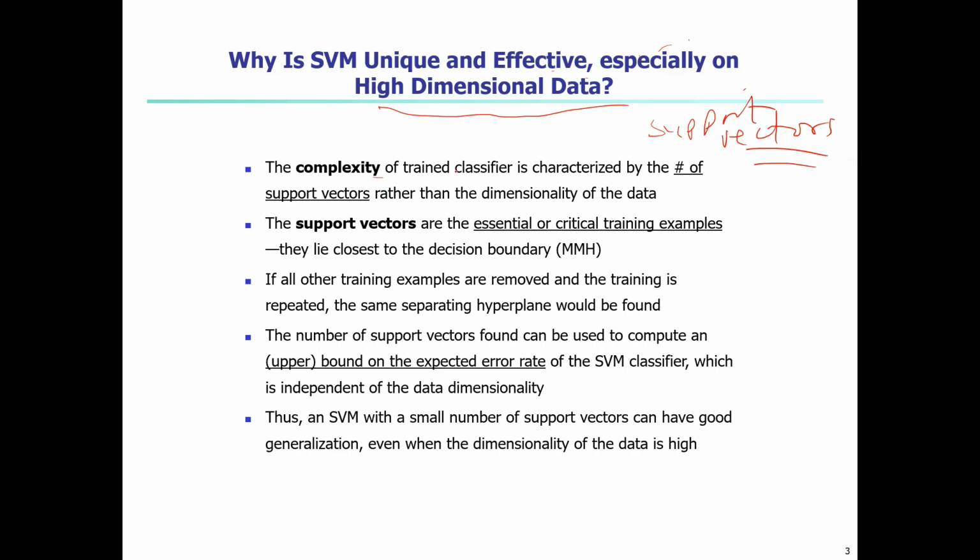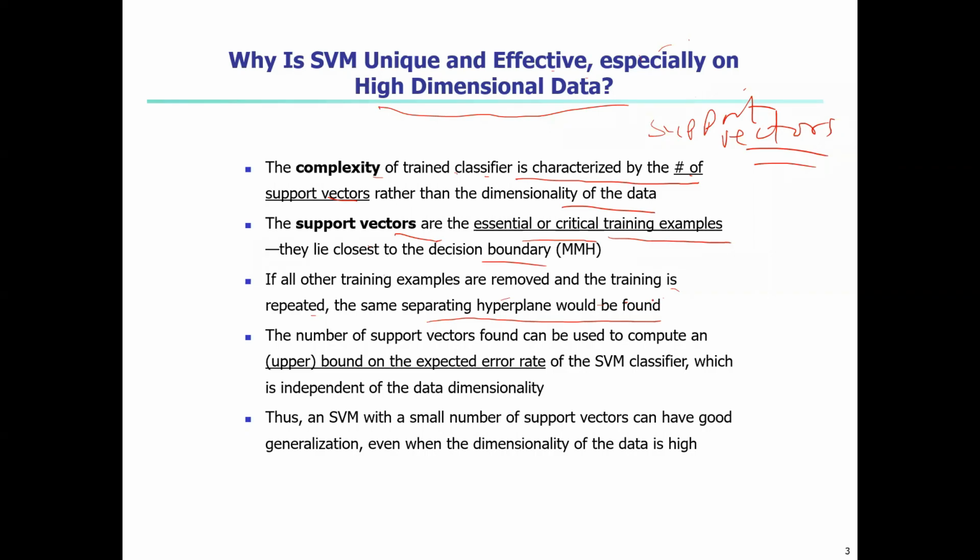Now, we say the complexity of the trained classifier is characterized by the number of support vectors rather than the dimensionality of the data. Once you finish the training, the support vectors represent the entire system. So we can just forget about the training data we used, since we have used it to identify the support vectors, and these are going to be the representative values. The support vectors are the essential or critical training examples because they lie close to the decision boundary. Once the decision boundary is established, those points lying closest to it are referred to as support vectors. So we pick them and take note of them, and we can discard the other training samples. These support vectors are enough for us to do classification for new samples during the testing and validation stage. If all other training examples are removed and the training is repeated, the same separating hyperplane will be found. Can you see that?